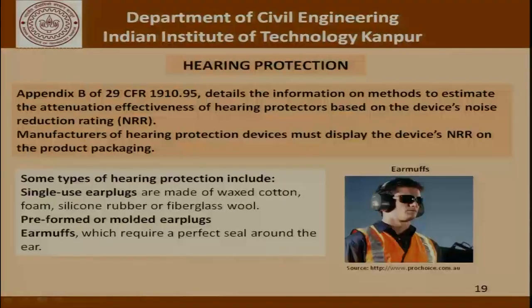Some types of hearing protection include single-use earplugs made of waxed cotton, foam, silicone, rubber or fiberglass wool, preformed or molded earplugs or earmuffs which require a perfect seal around the ear. So when it comes to periodic maintenance, somebody has to ensure that the ears of the worker are indeed being sealed.